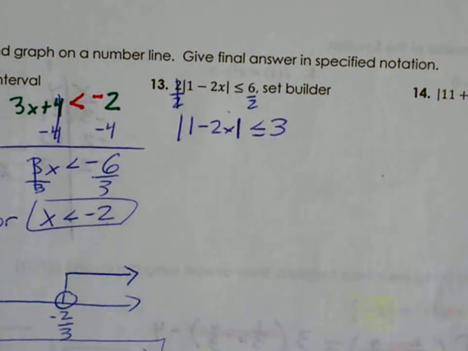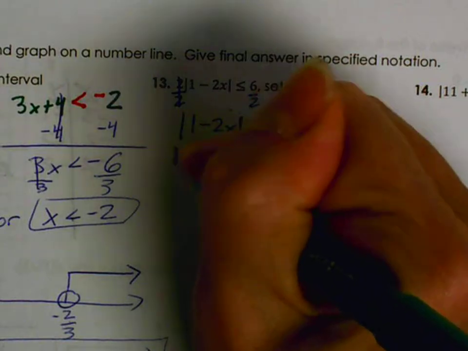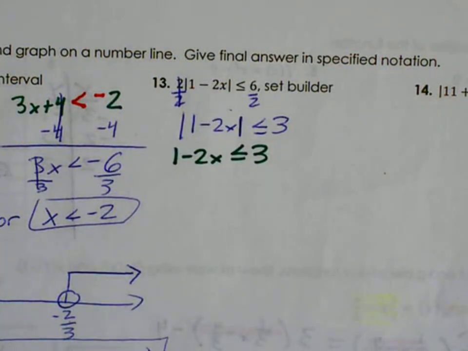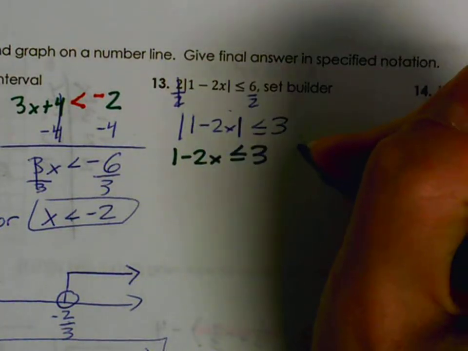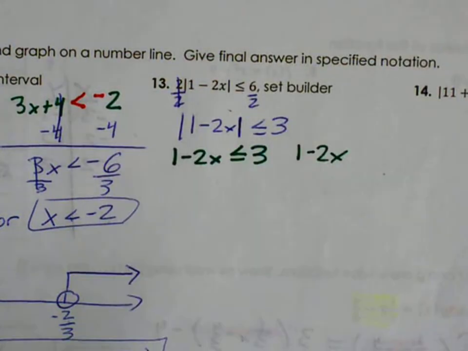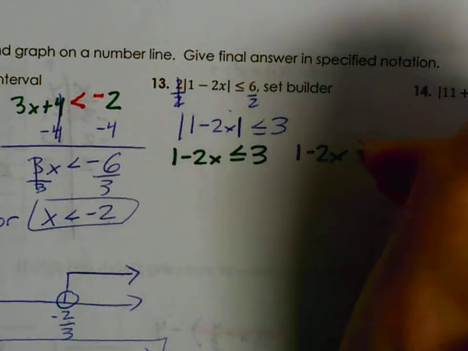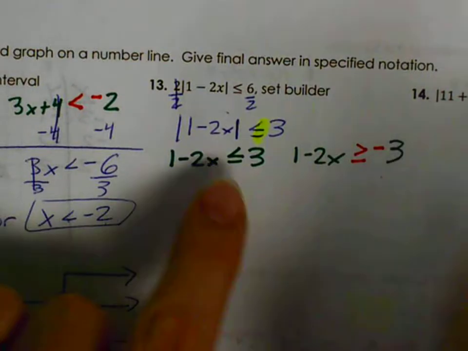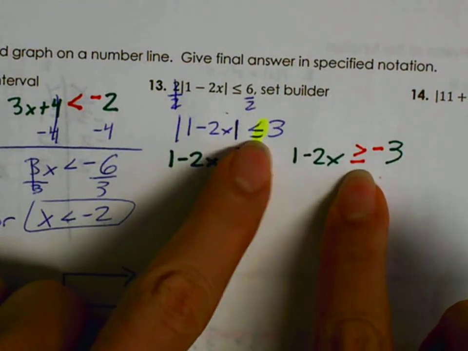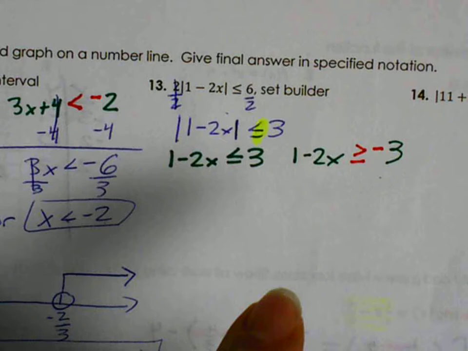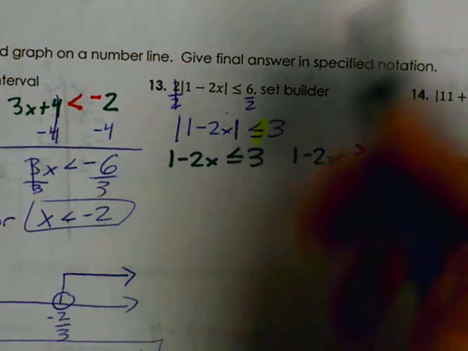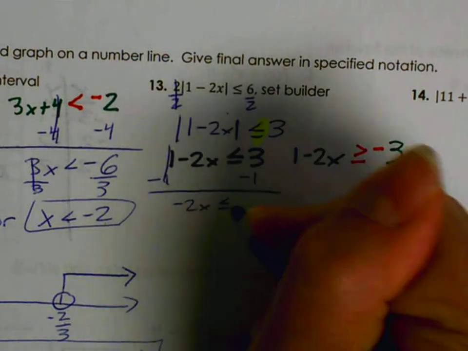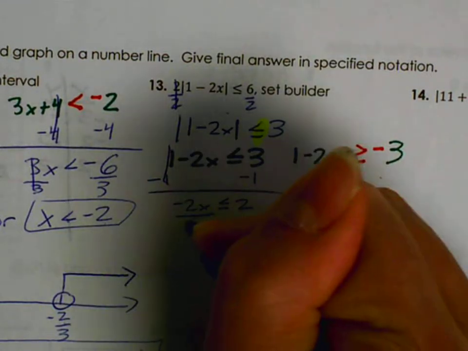Now that my absolute value is by itself, I'm going to rewrite it exactly as it is, just minus the absolute value signs. And then my second time that I rewrite it, I'm going to flip the inequality and change this. So I flipped the inequality here, and it became greater than, and positive 3 became negative 3. Now I can go and solve. So I'm going to subtract 1 from both sides. Negative 2x is less than or equal to 2.